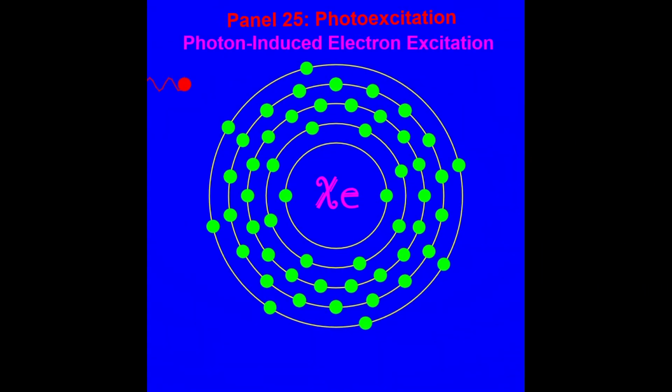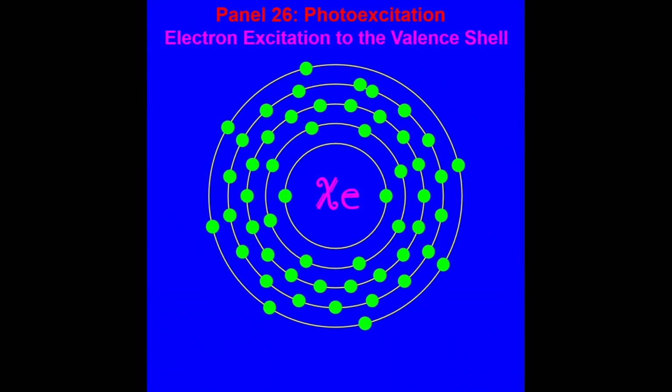A photon, carrying a precise amount of energy, approaches an electron. Upon contact, the electron absorbs the photon, gaining energy in the process. An absorbed photon energizes an electron, driving it to the valence shell, a crucial step in atomic interactions and excitation.